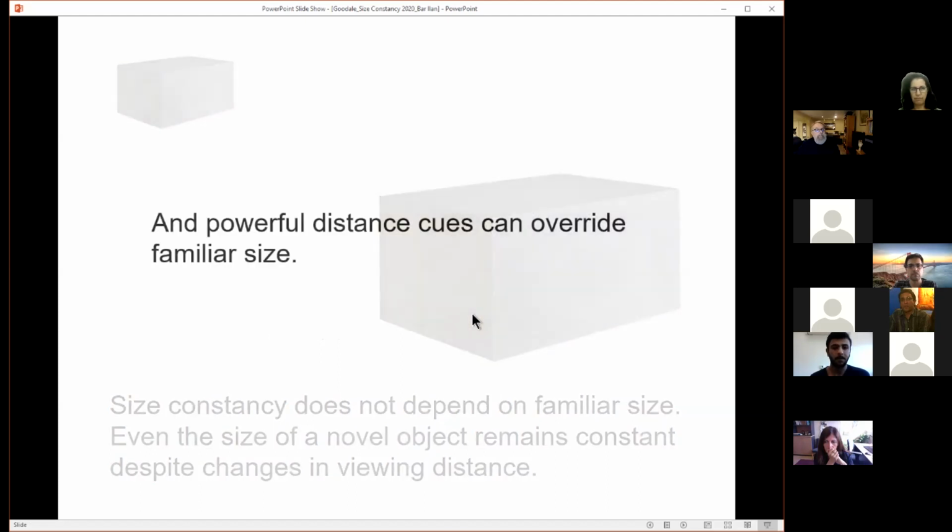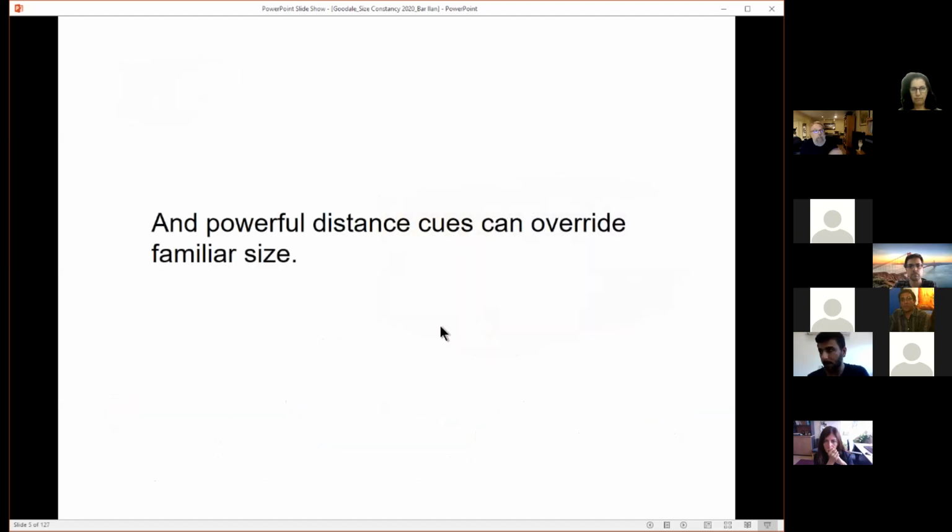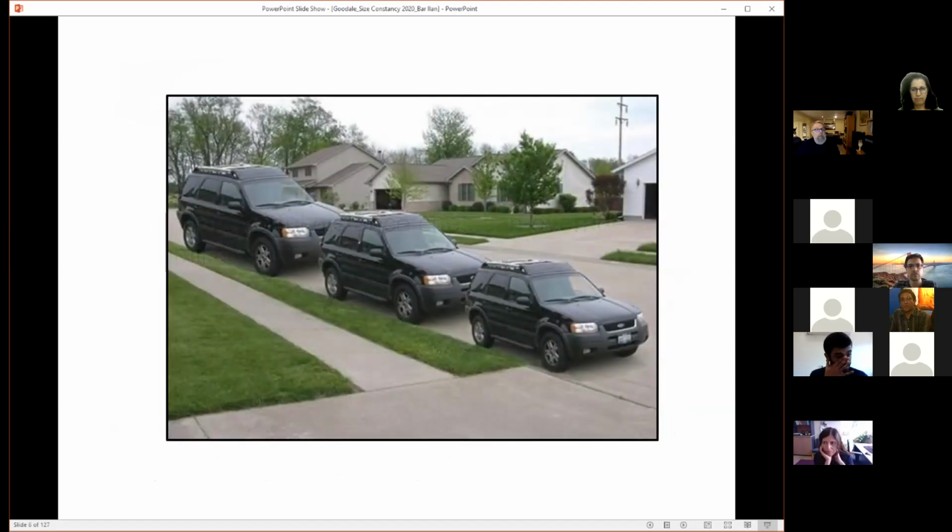And indeed, powerful distance cues can even override familiar size. And of course, there are many examples of this that one can find. Here's a good one where these are clearly familiar objects, and yet because of the very strong perspective cues in the picture, we see the car in the more distant position as being bigger than the car in the forward position, even though clearly on the retina they have identical retinal image sizes.